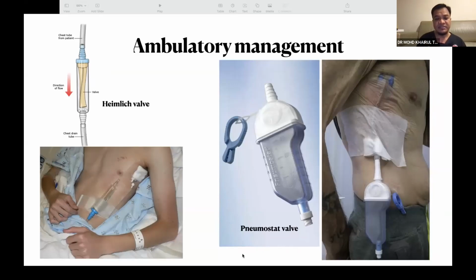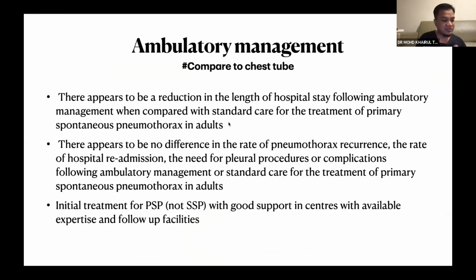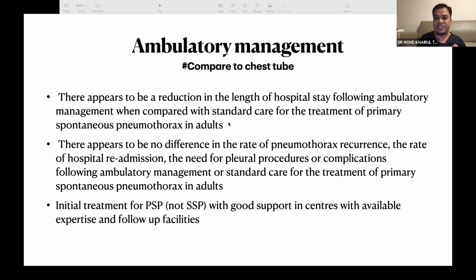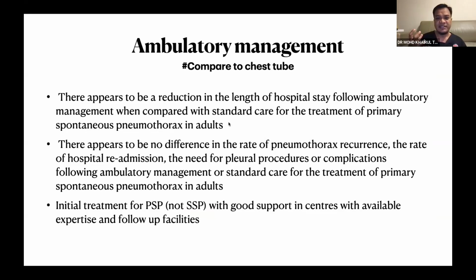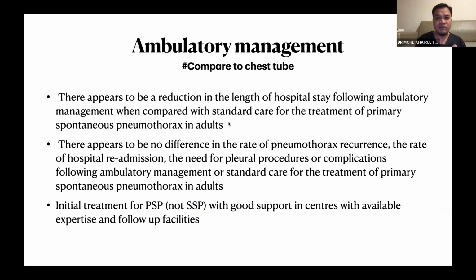And also, we know that this ambulatory chest tube is prone to dislodge, and you know the consequences of a dislodged chest tube can lead to a very devastating effect on the patient. So ambulatory management is actually the same as a chest tube, but the patient doesn't require a long stay in hospital, and you need to ensure that you offer this to a center that has good support and available expertise. So we do offer this type of management for those patients who live nearby the hospital, within 5 to 10 kilometers.